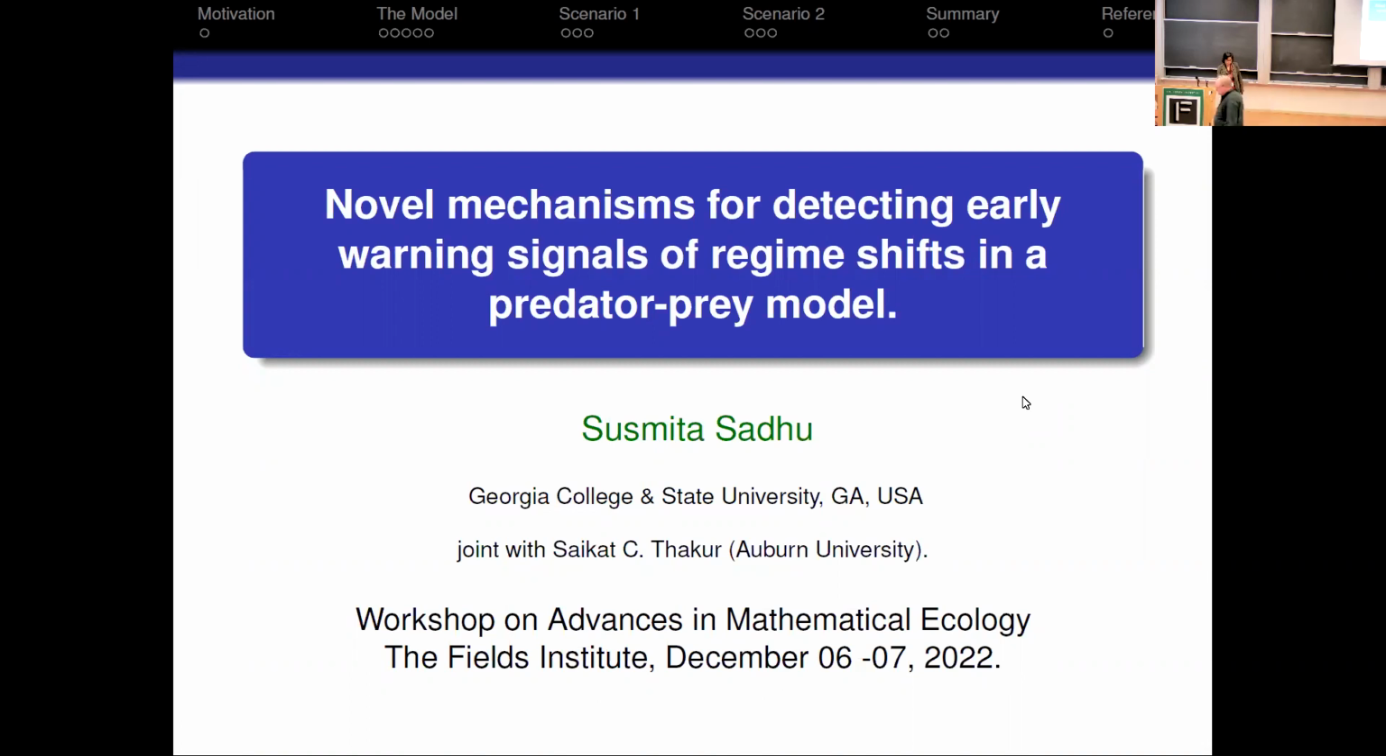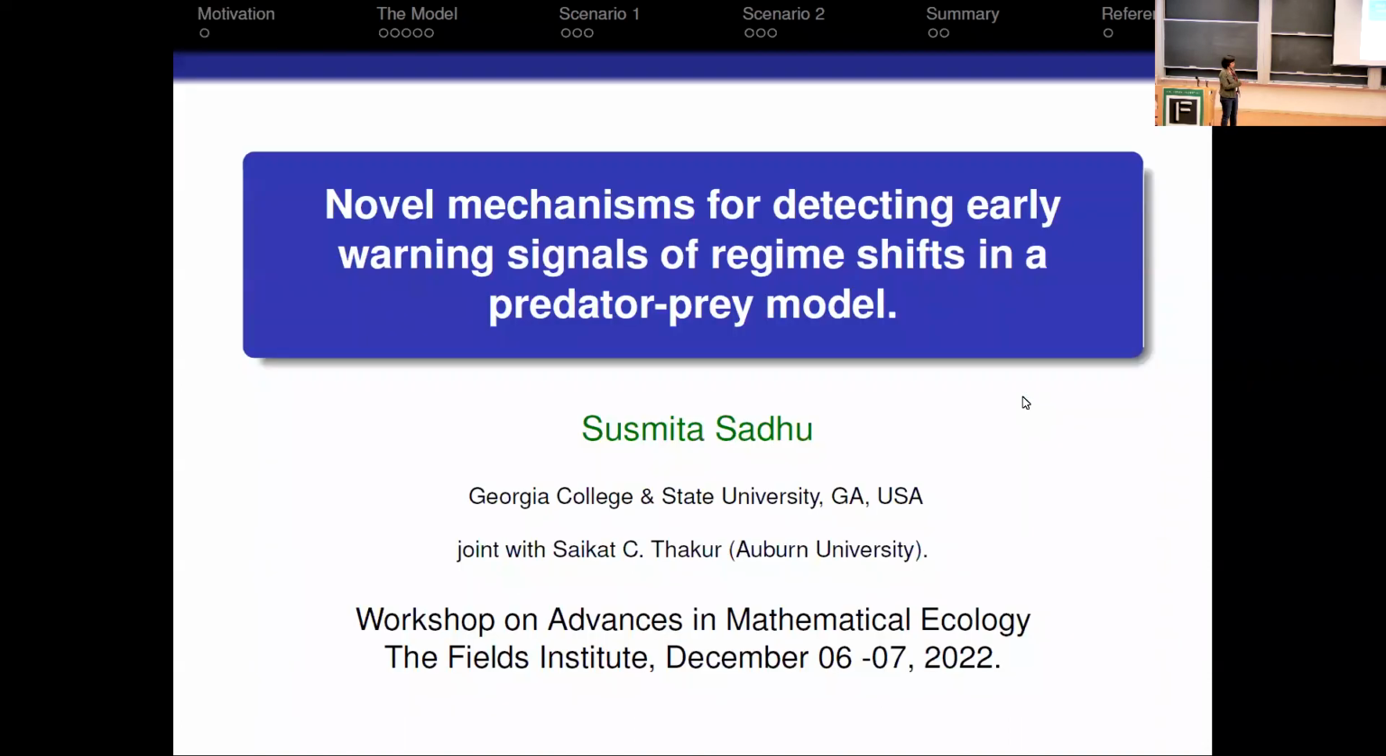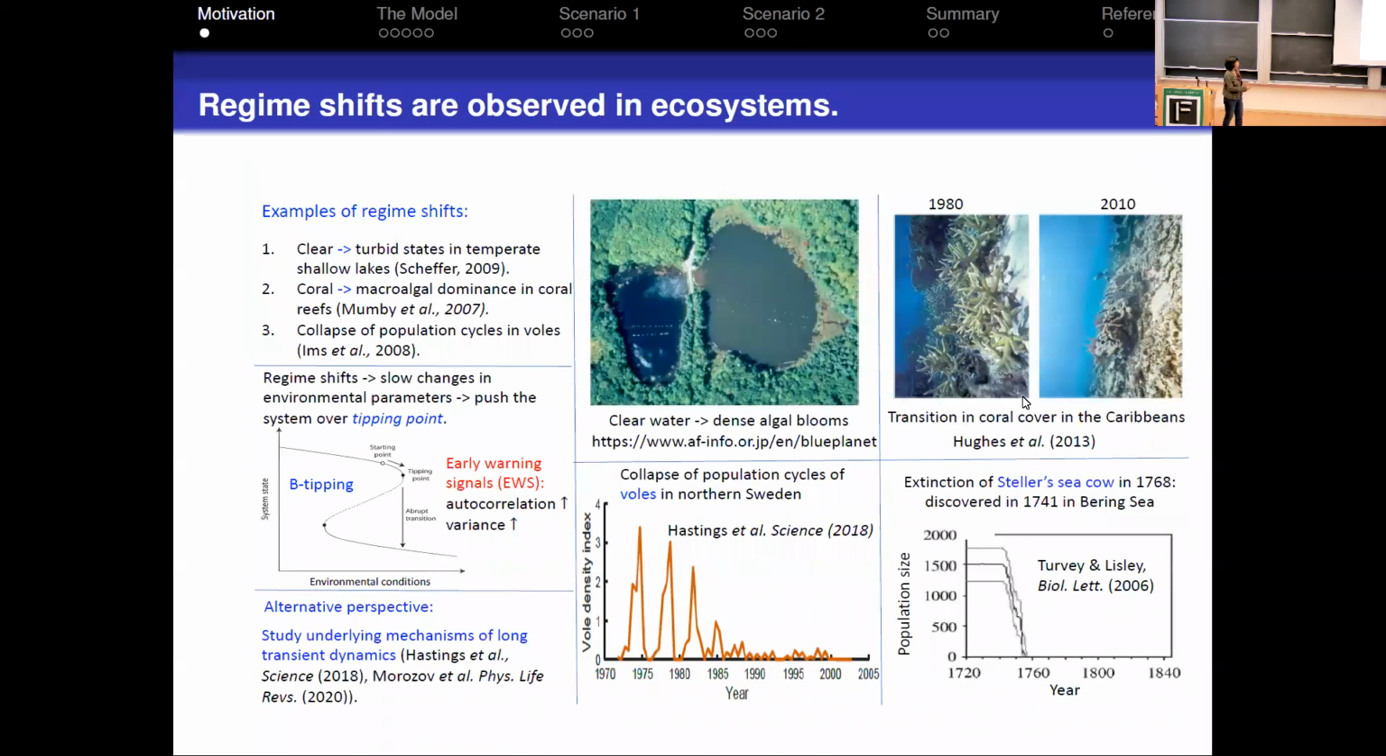So as we all know, regime shifts are observed in many ecosystems. Some classic examples include shallow water lakes switching from a clear water state to a turbid state dominated with microalgae, or we could have coral reefs transitioning from a coral dominated state to a microalgal dominated state in the Caribbean.